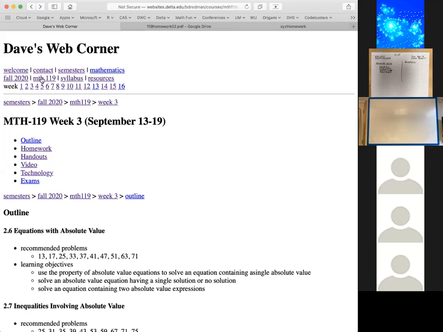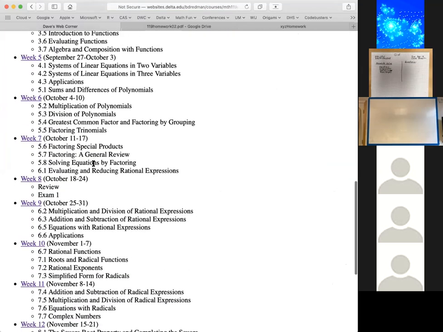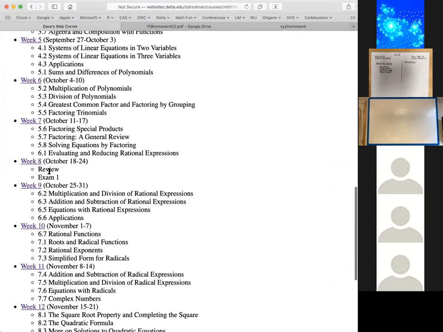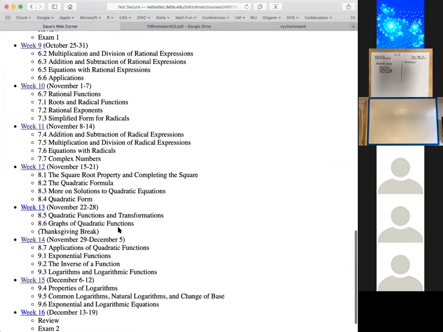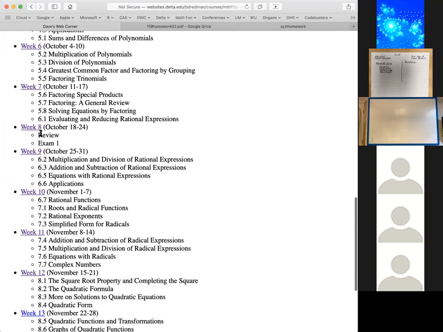So let's go to the base idea. I've got exams listed. You see them in week 8 and week 16. Also look in weeks 8 and 16, they're identical. What I have on our schedule there is we're going to review and we're going to have this exam.